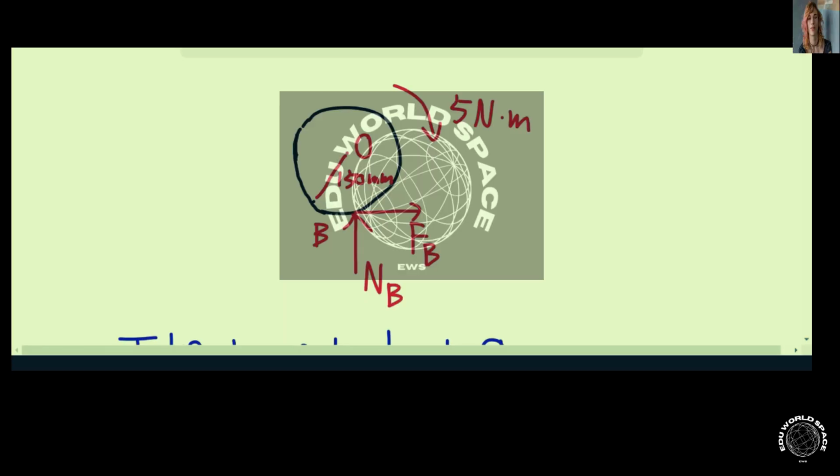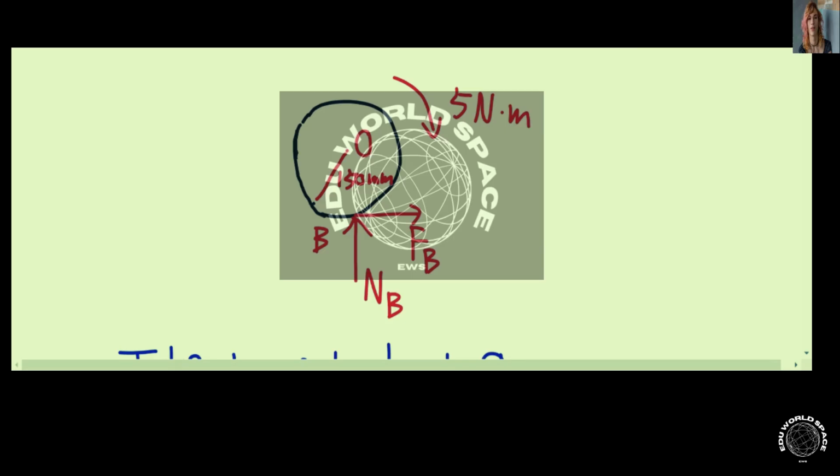Okay, so for this question, let's determine the least amount of force on the brake that can hold the wheel stationary. So this is the free body diagram for the wheel.